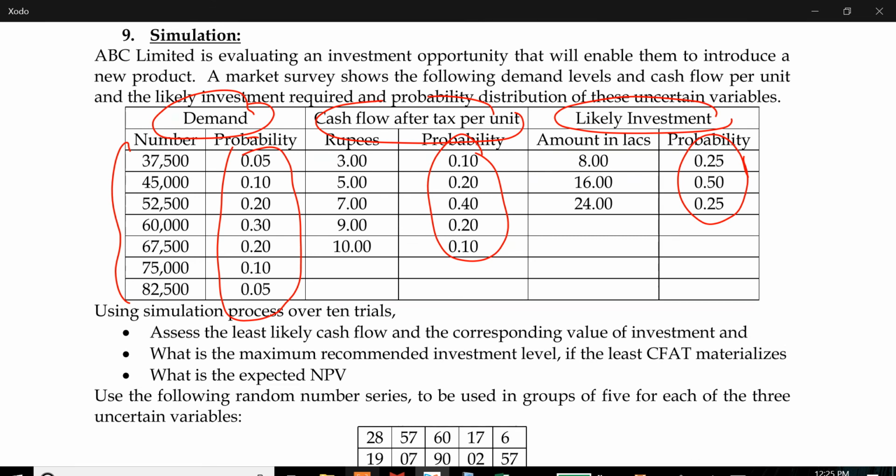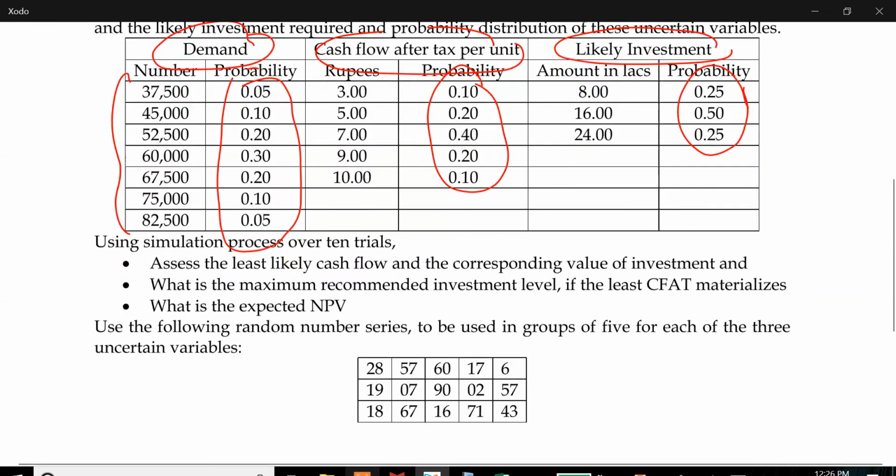In simulation, we just try to understand what is the possible outcome, because there is a lot of uncertainty. So considering this uncertainty, what is the possible outcome is what we analyze here. Let's go through question 9. Go through this question.